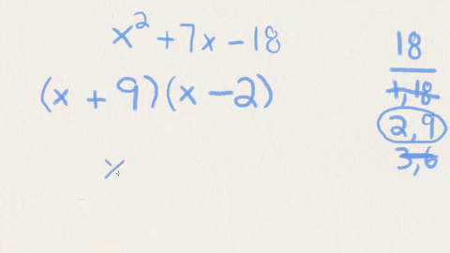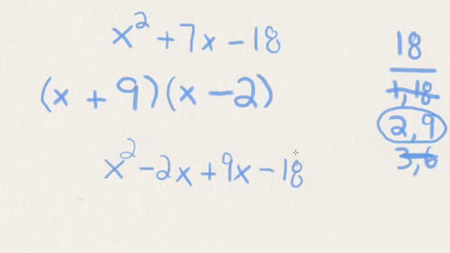You can confirm your answer by factoring. First, x times x is x squared. Outer, x times negative 2 is negative 2x. Inner, positive 9 and x is positive 9x. And last, 9 and negative 2 is negative 18. Combine our like terms, x squared, we have negative 2 plus positive 9 is positive 7x minus 18. That's what we had to begin with, so this factoring is correct.